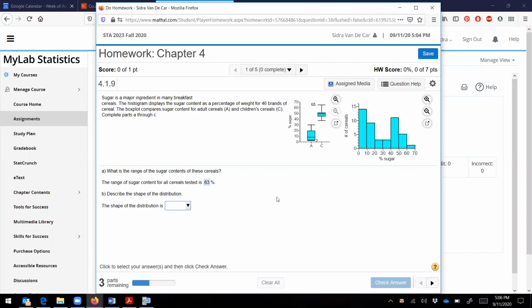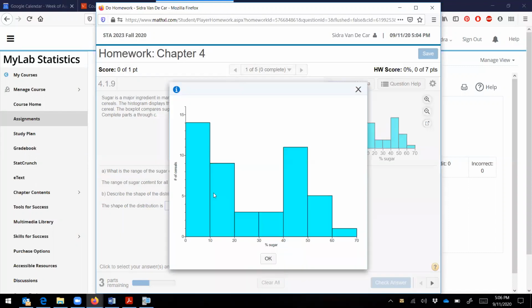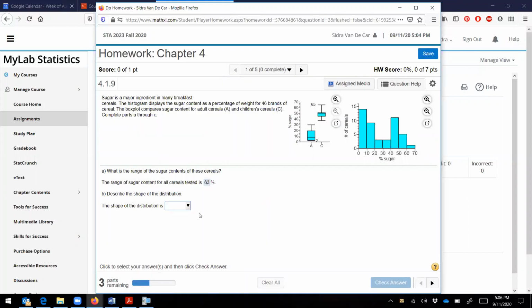Describe the shape of the distribution. Notice that if I look at this histogram, I've got one big peak here, then a dip, and then another peak over here. That is bimodal.